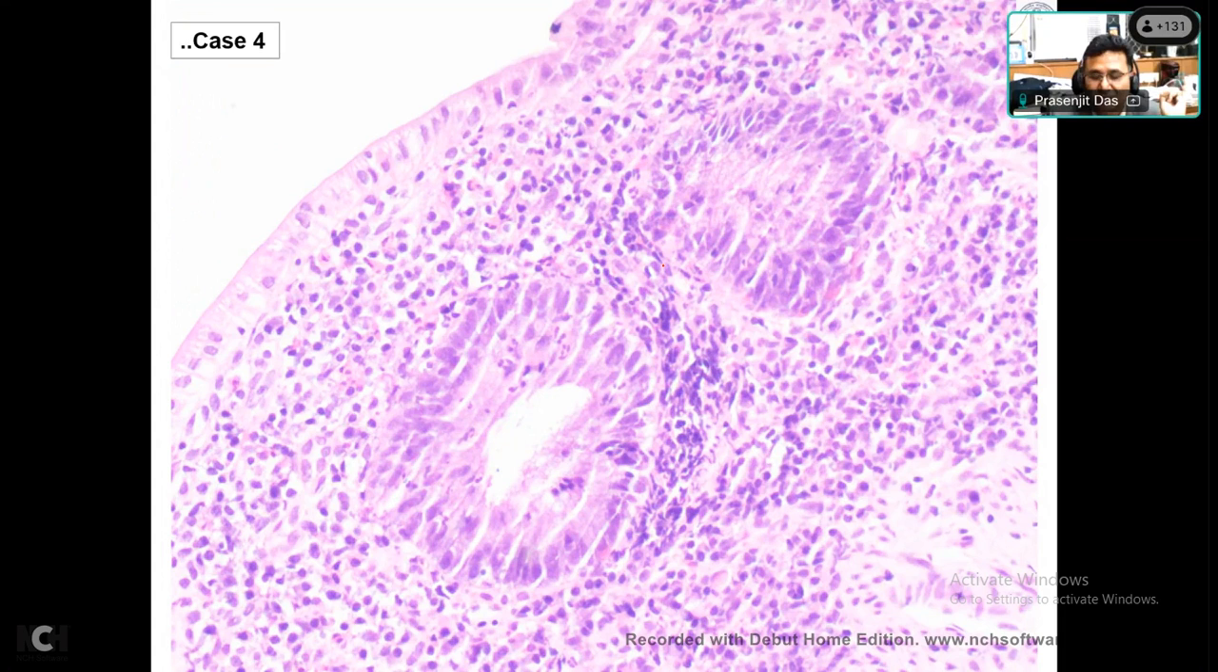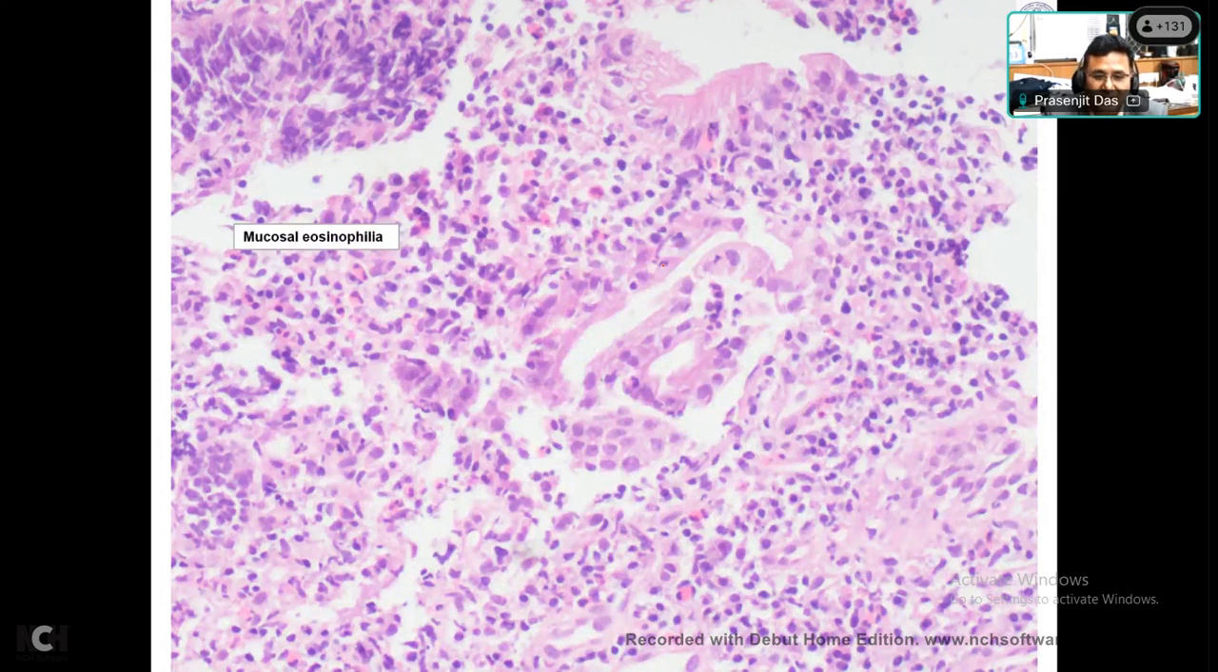Yes. So we'll make it a diffuse chronic active colitis. Do you agree? Yes, sir. So see, the interpretation is so easy. You have to just pay attention to all these findings. So this is diffuse chronic active colitis, and we have seen basal plasmacytosis and eosinophils.